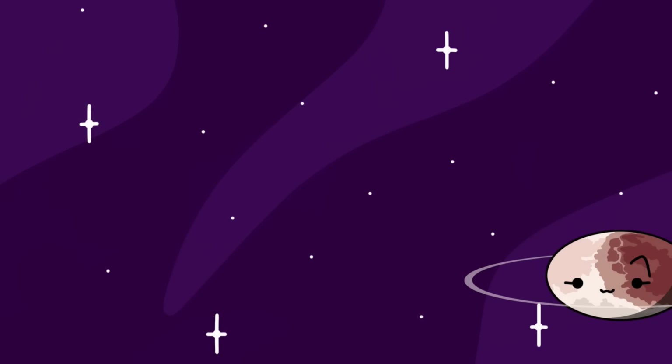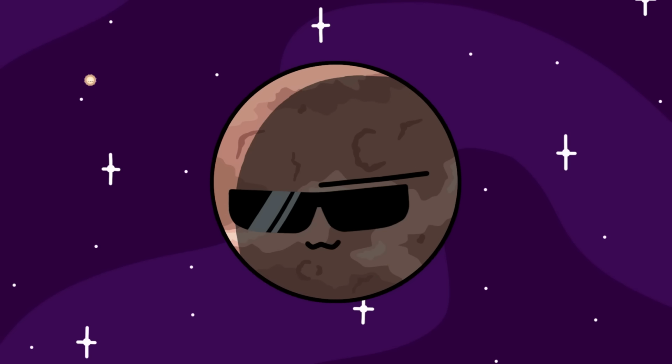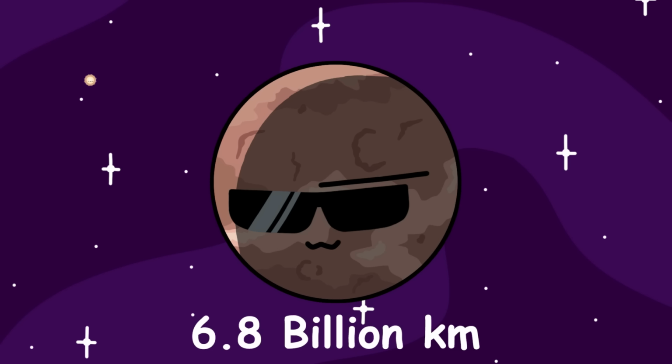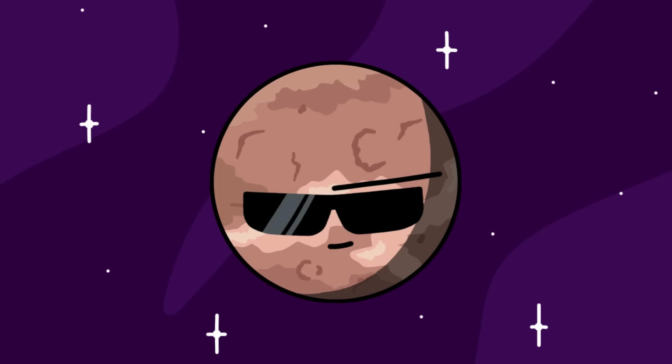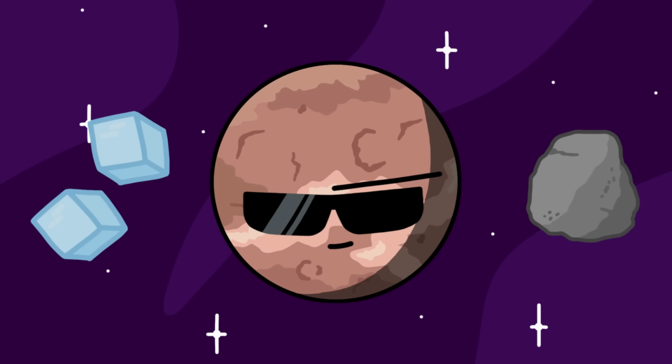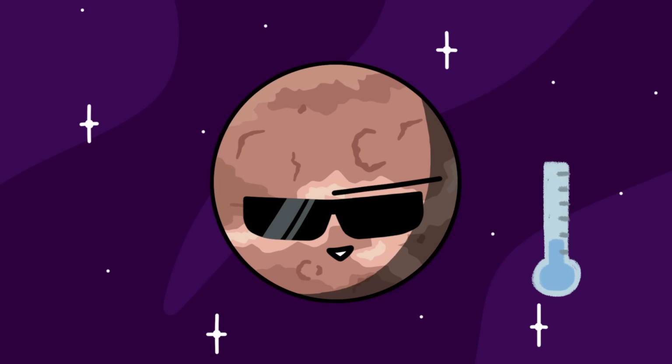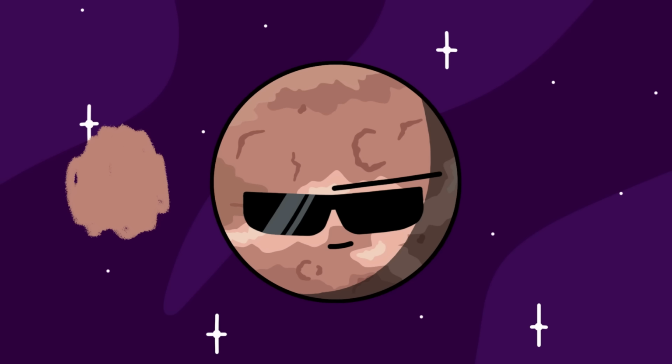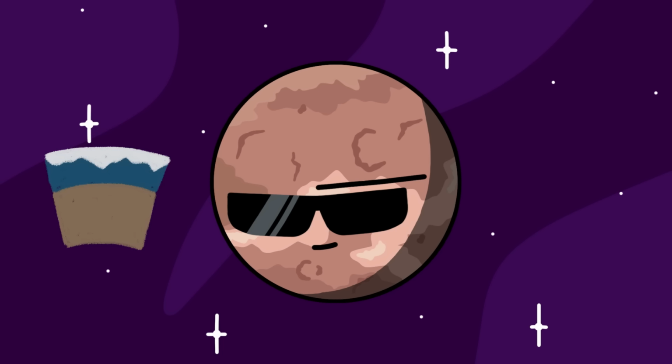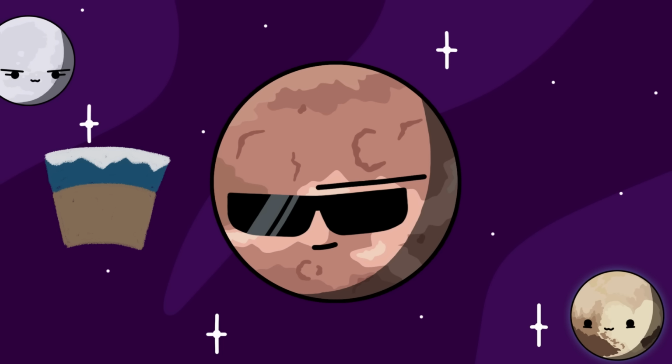Makemake. After Haumea is Makemake. Makemake is another dwarf planet located in the Kuiper Belt, around 46 astronomical units or 6.8 billion kilometers away from the Sun on average. It, like the other Kuiper Belt objects, is made of icy and rocky stuff. Makemake is very cold. It has a surface temperature of negative 230 degrees Celsius. Makemake's surface is probably red in color, meaning it is probably mostly covered in tholins. Makemake also shows signs of having a subsurface ocean, just like Pluto and Eris.